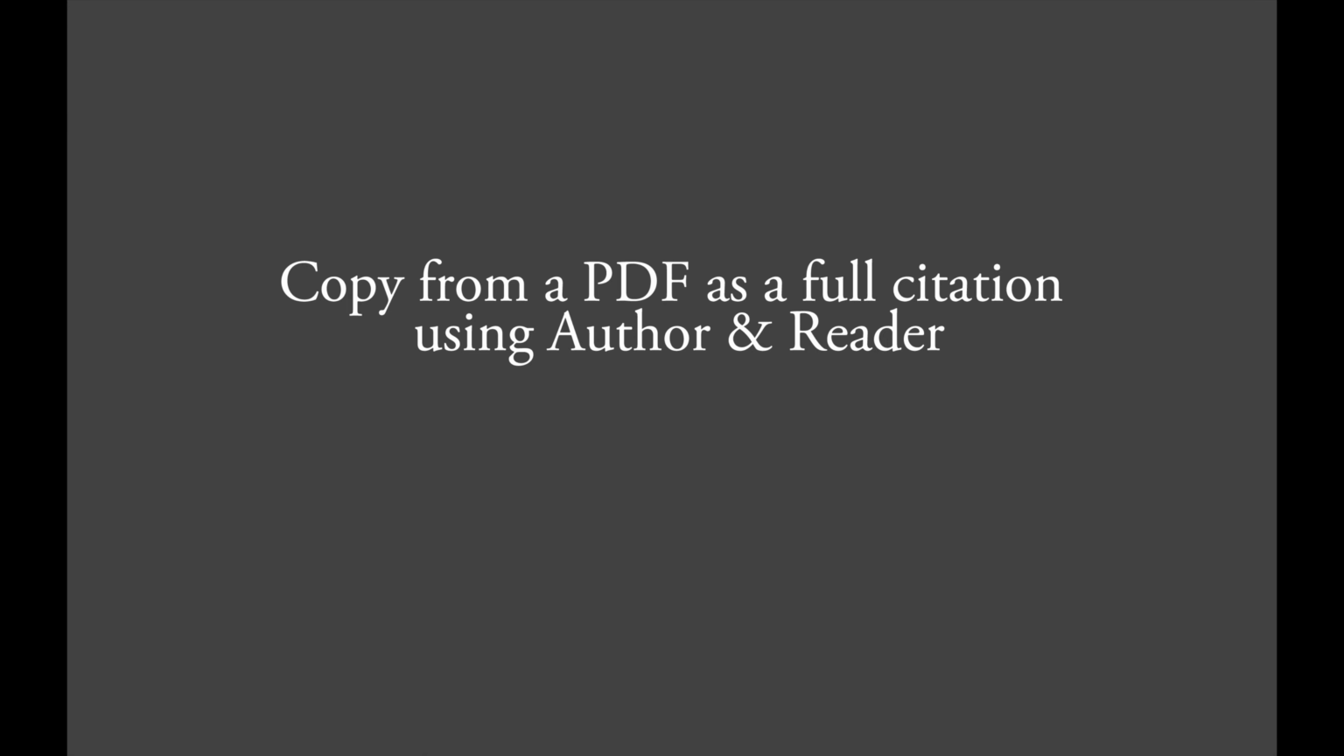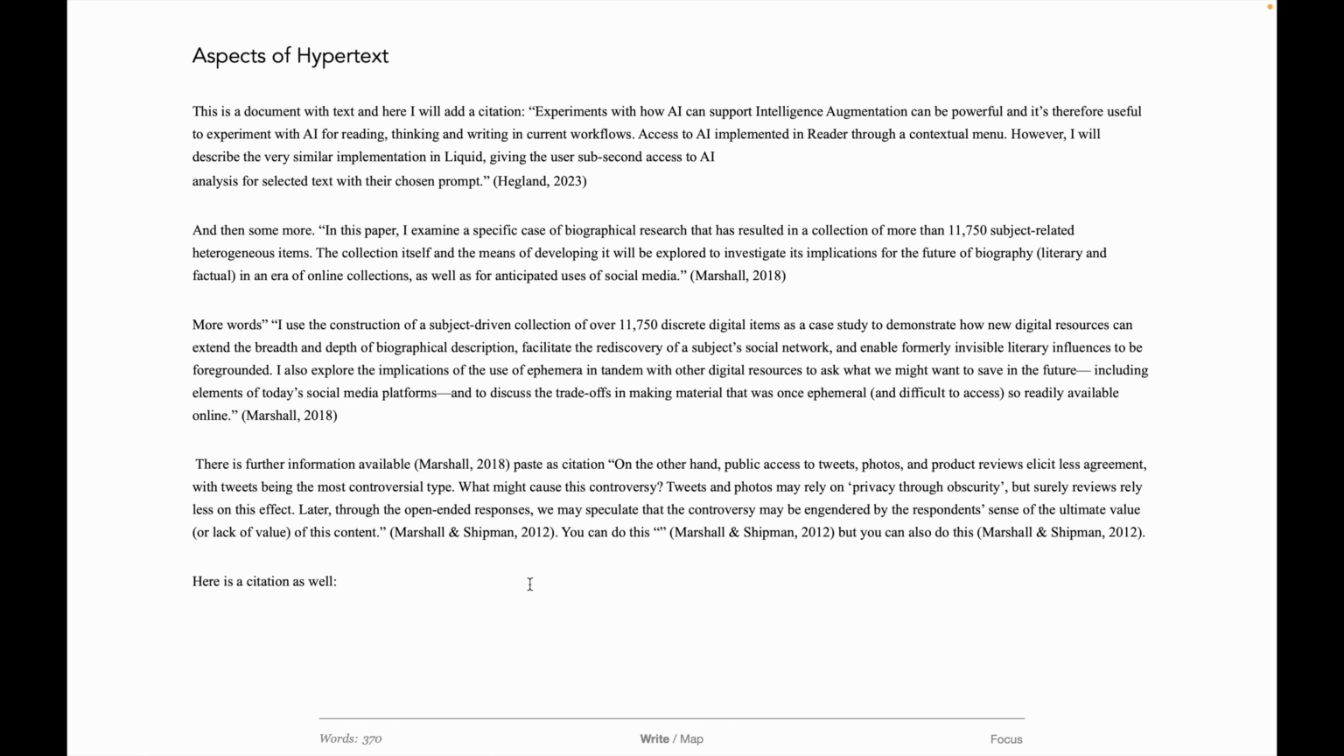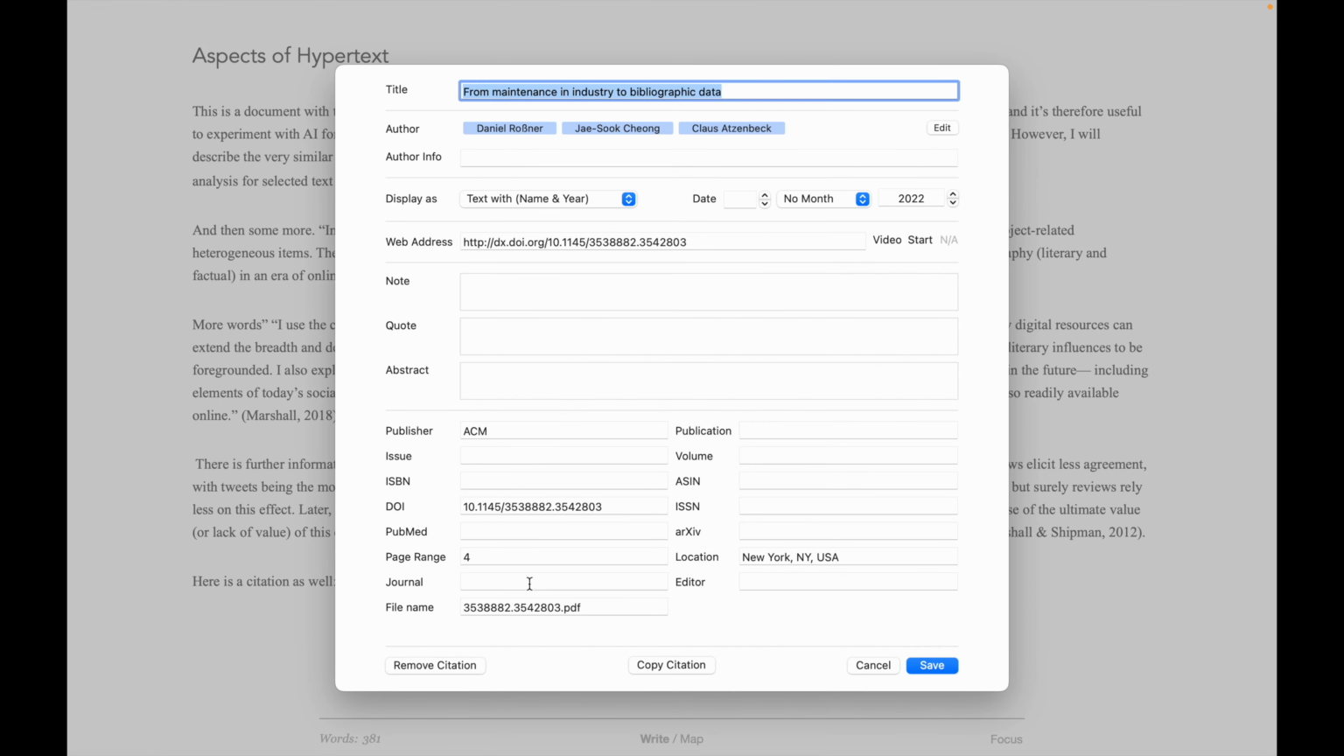This is how you can copy from a PDF as a full citation using Author and Reader. Copy from a PDF in Reader and paste in Author, where you can see it as a full citation, not just plain text.